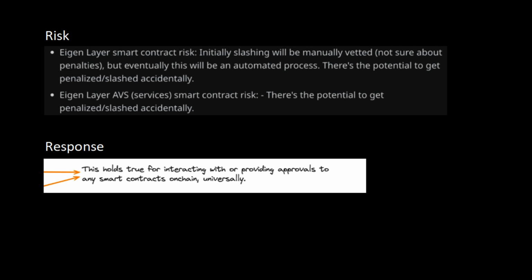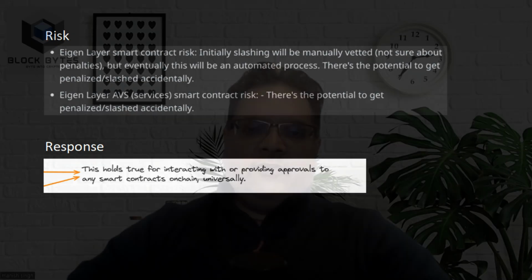To this, 13-year-old VC responded by saying that smart contracts are in every dApp, so this risk is present for every blockchain interaction and is not new to EigenLayer.